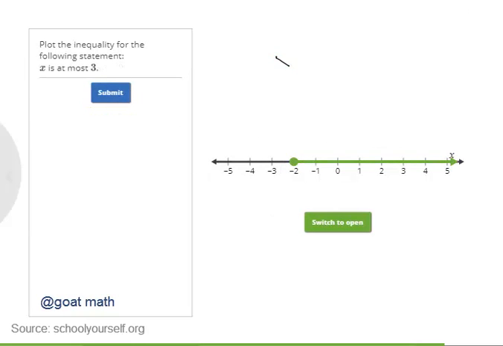Excellent! Saying x is no less than -2 is the same as saying x is greater than or equal to -2. And here's the correct graph. A closed dot at -2 and an arrow pointing to the right. And how would you plot this statement? X is at most 3.